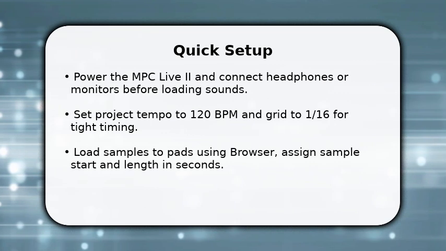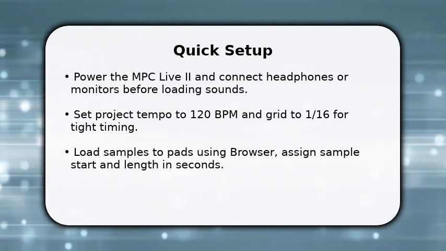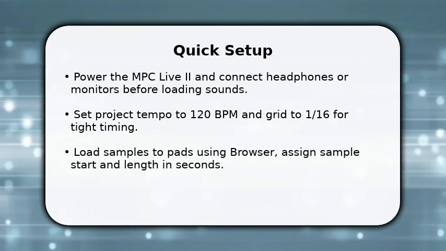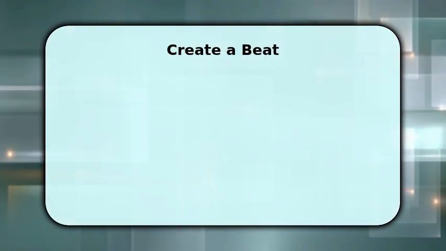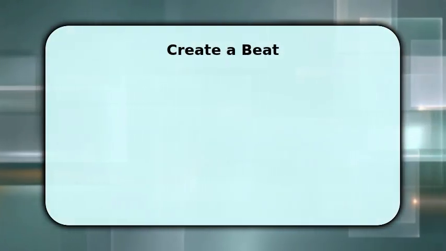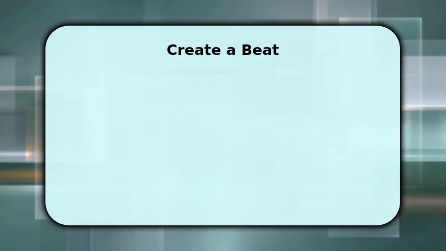Choose a new project pad mode and arm a track for recording immediately. Record a 4-bar loop at 120 BPM while monitoring levels and headroom carefully. Set quantize to 1/16 and apply 12% swing for a human feel.